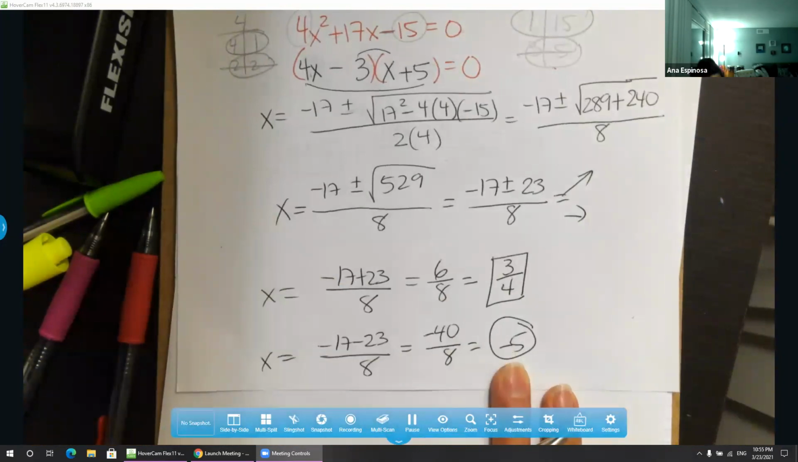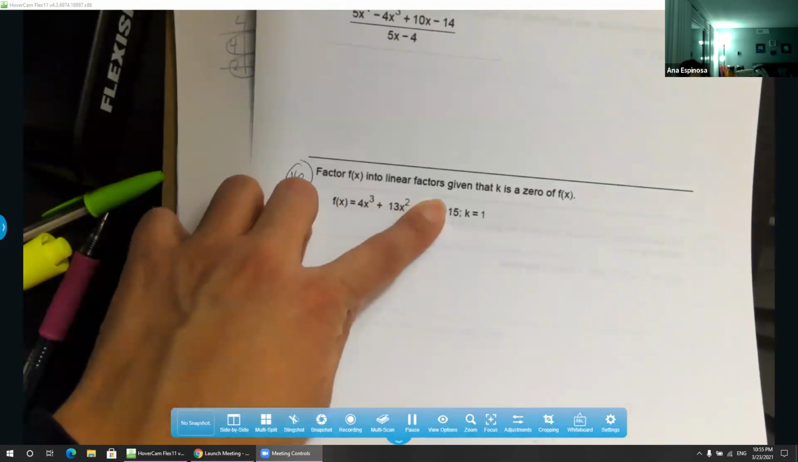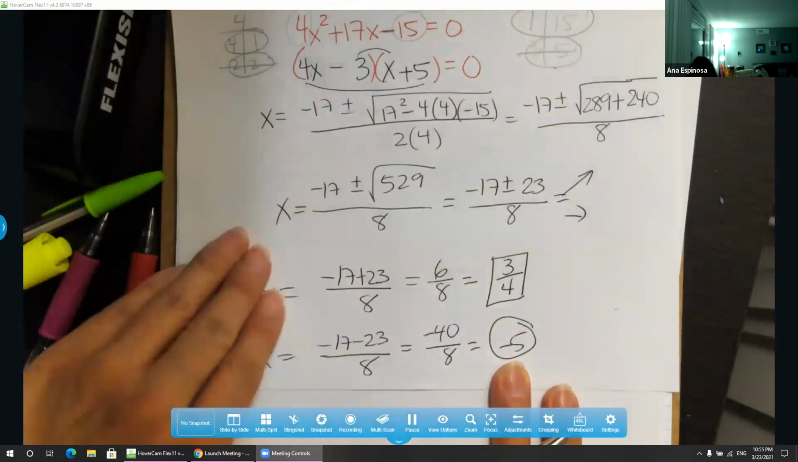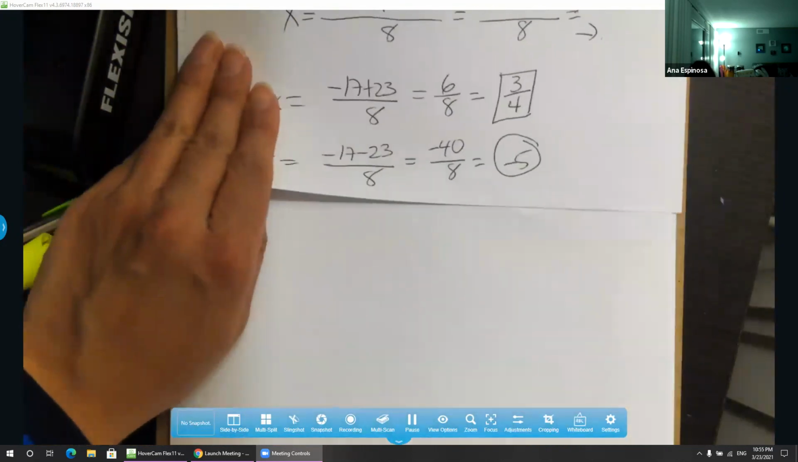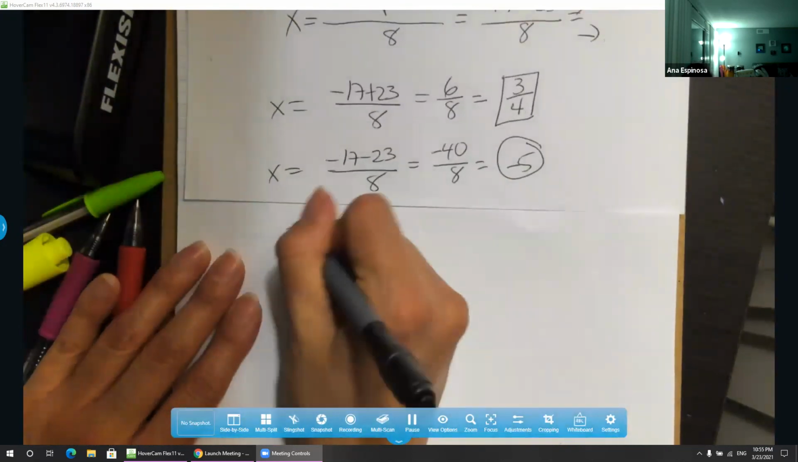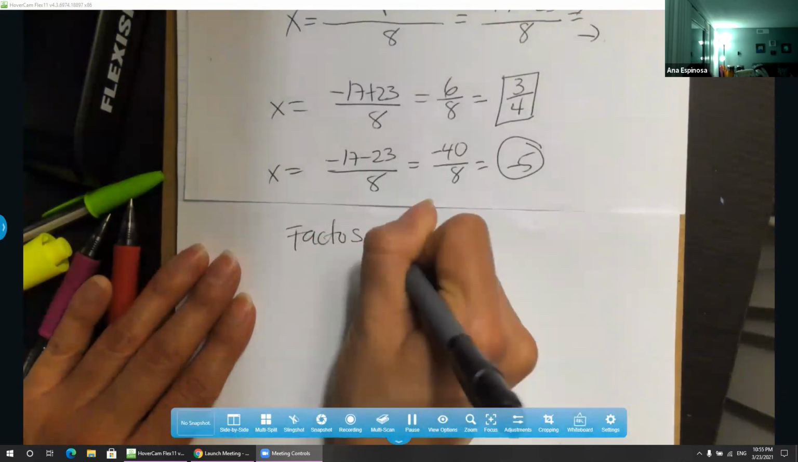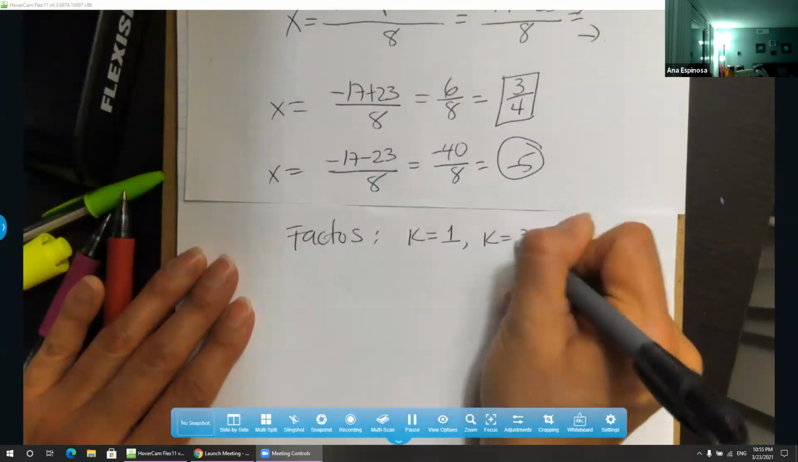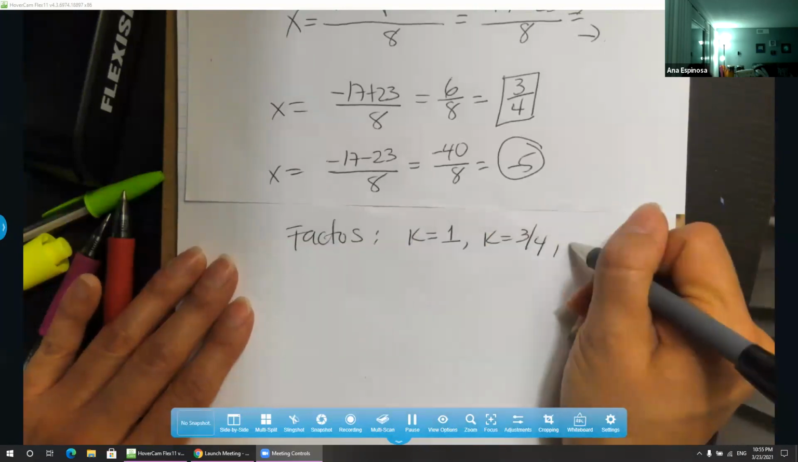If you factor it, this is what it should factor to. If you do quadratic, it should be the same answer. So when you are asked to write it in terms of linear factors, you've got your factors, but they're not linear factors. Linear means they look kind of like mine. So your factors were x equals 1, x equals 3/4, or k, whatever you want to call them, doesn't matter.